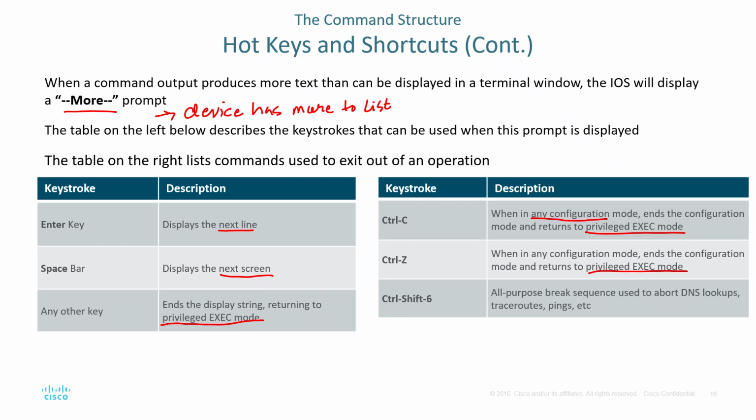Control Shift 6. This is for when you're in a ping or a trace route, and it keeps going and keeps going and keeps going. On your devices, your switches, your routers, you are going to do Control Shift 6 all at the same time. Okay, all three of those keys, and that will abort it. On your PCs, it's going to be Control C. So in order to abort those, that's how you would get out.